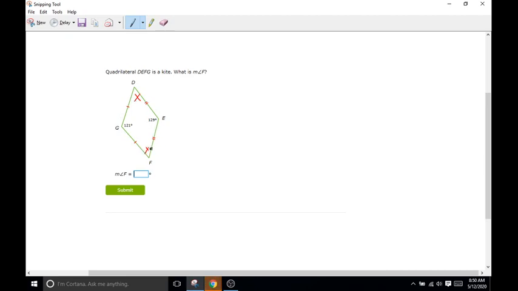Okay, all four angles have to add up to 360, so we'll go 121 plus X plus 129 plus X equals 360. Okay, now we'll combine like terms. 121 plus 129 is going to be 250. X plus X is 2X. And that's going to equal 360.